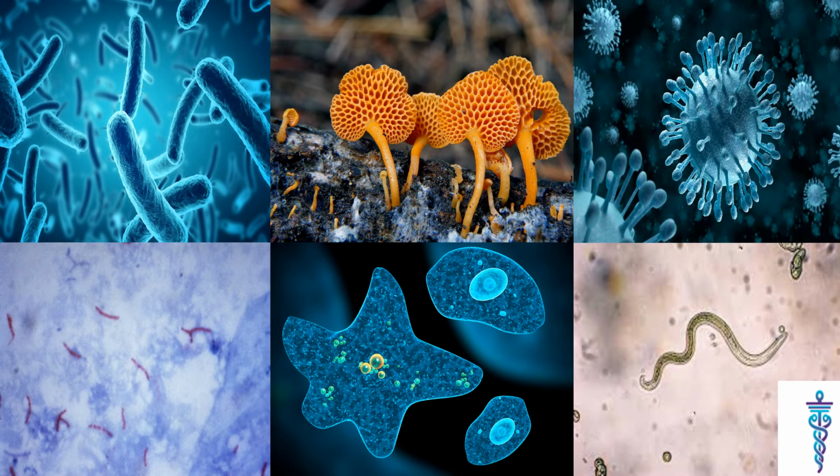Now, which are the types of meningitis? Bacterial meningitis, fungal meningitis, viral meningitis, tubercular meningitis, parasitic meningitis, protozoal meningitis, and prion meningitis. So, according to the causing agent, there are types of meningitis. Bacterial meningitis is known as septic meningitis, and the other types are known as aseptic meningitis.